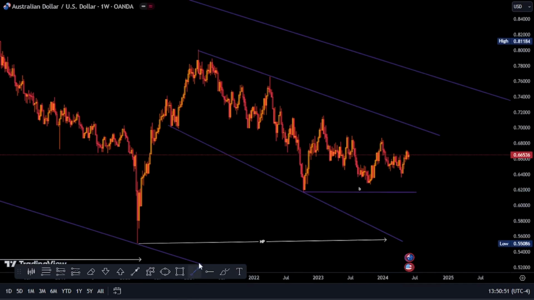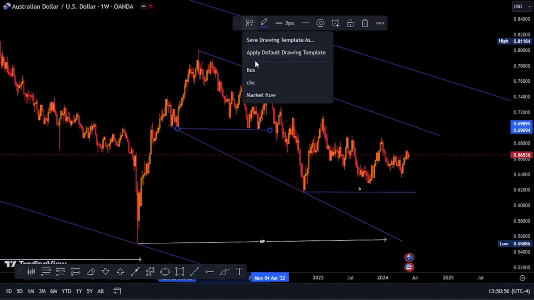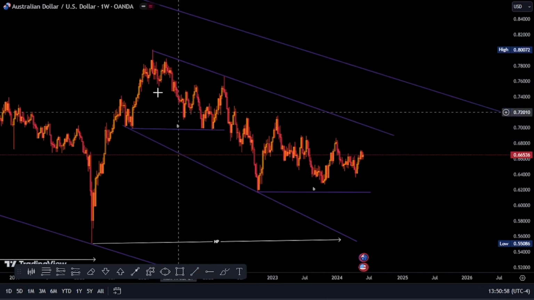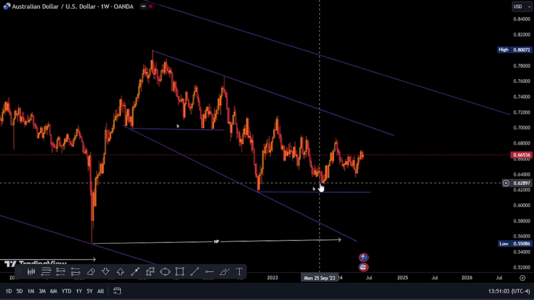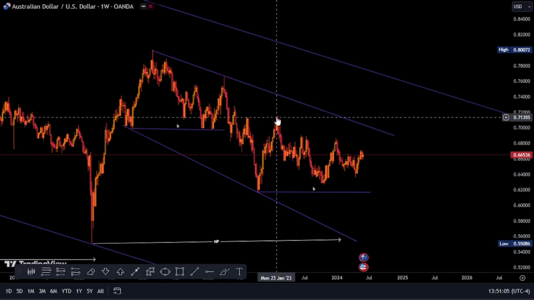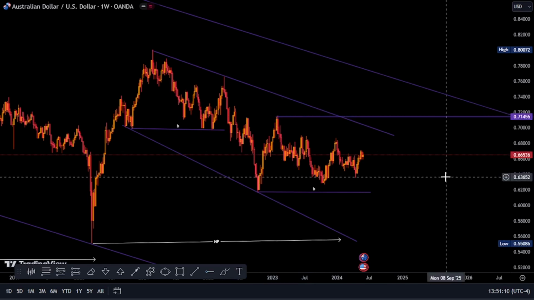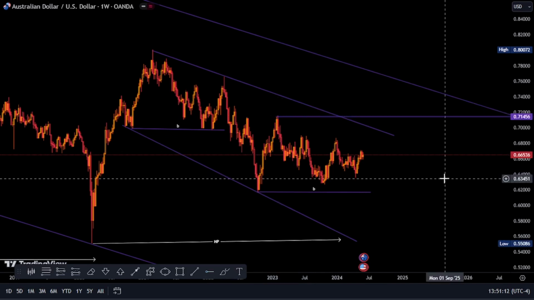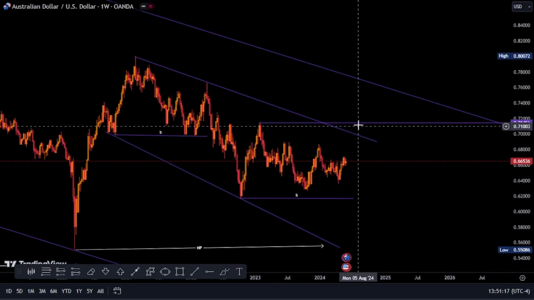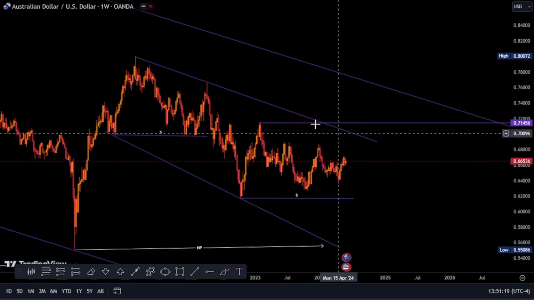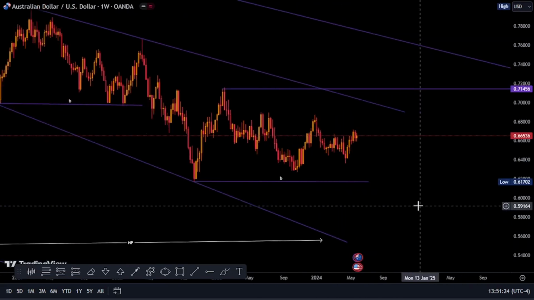And how do I know that? As we can see, we've been breaking structure. We broke, and then we came back in, and this is the high that broke the structure. What is it that I do? I'll take a ray line and put it here, and then I know that the market must be playing within these areas. I hope you guys are with me.